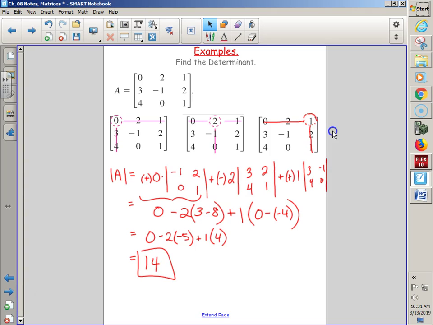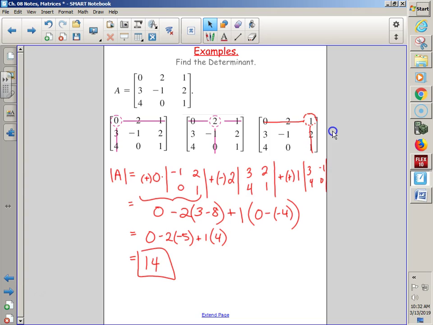Now there's a shortcut to that for a 3 by 3, but for any bigger matrix, thinking about continuing on with that pattern doesn't actually work. But that kind of gives you the idea of why we're having to go back and forth. Does that make sense? Yeah.